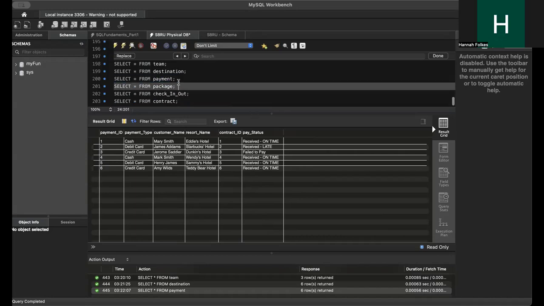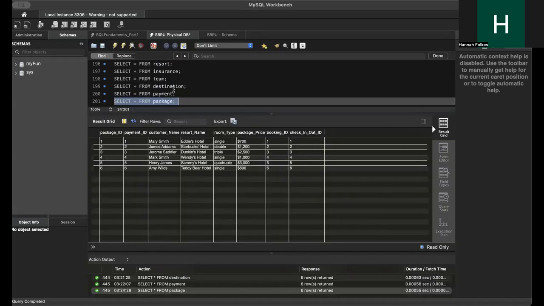Okay, now the next table we have is the package table, and the package table basically tells customers which type of room they're going to be staying in, either a single, double, or triple room, and the total price it will cost for them to stay in that room. So basically, the first column of the package table is the package ID number, followed by their payment ID number. Then the next column we have is the customer's first and last name, followed by the hotel name that they're staying at, the SBRU hotel.